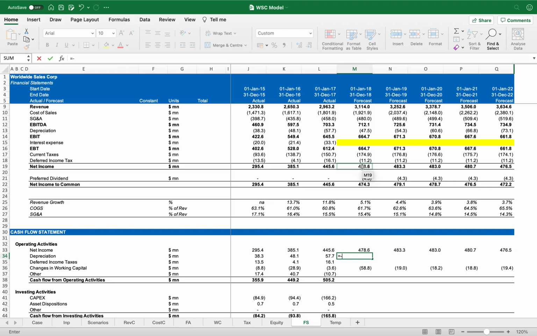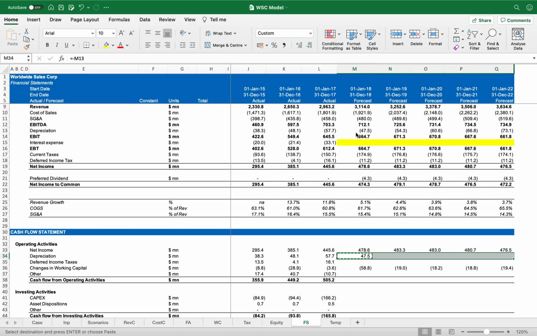So equals minus sign and then link your depreciation. Why minus sign? Because I need a positive figure here. If I don't put this minus sign, it will take the negative figure, as in our income statement it was shown as a negative number. Alright, so copy this ahead.